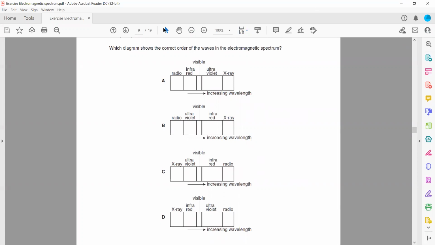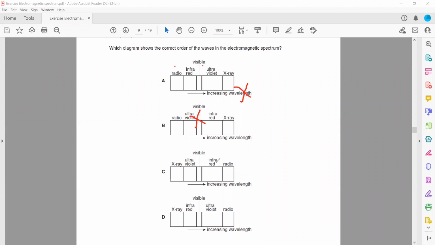Which diagram shows the correct order of the electromagnetic spectrum? Radio, infrared, visible, ultraviolet, X-ray, increasing wavelength. That is wrong, because in this order the wavelength is not increasing, the wavelength is decreasing. Radio, ultraviolet, visible. Even this is totally wrong, because between radio and visible, it should be either a microwave or an infrared.